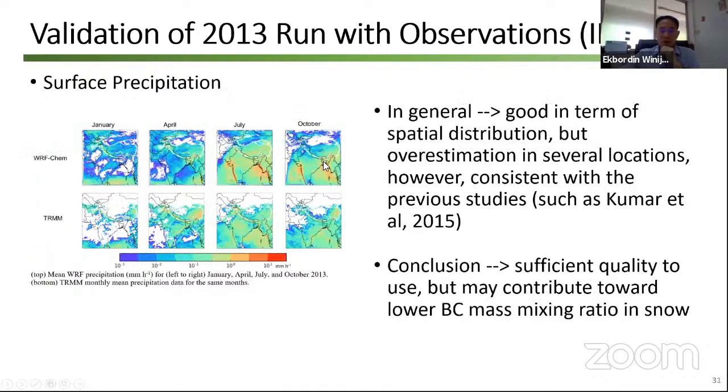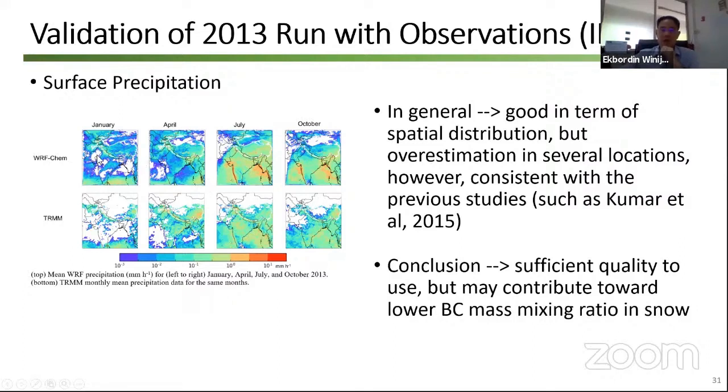The third one that we compare with the actual data is the surface precipitation, in terms of rain and also snow. So we have the WRF-Chem output here, and also we compare with the TRMM precipitation, also a satellite measurement. You can see that the variation between months is pretty much the same, because the color between the WRF-Chem output and TRMM is pretty much the same.